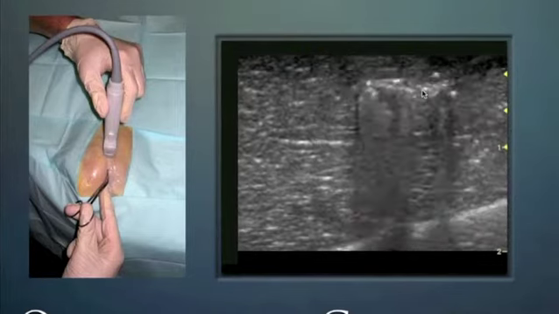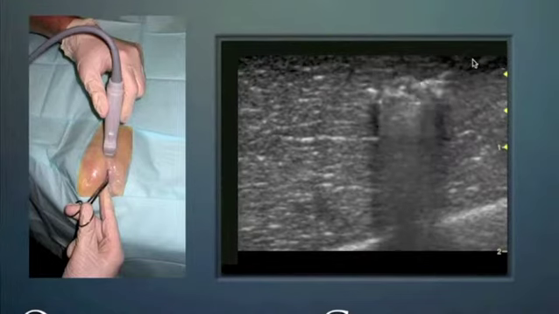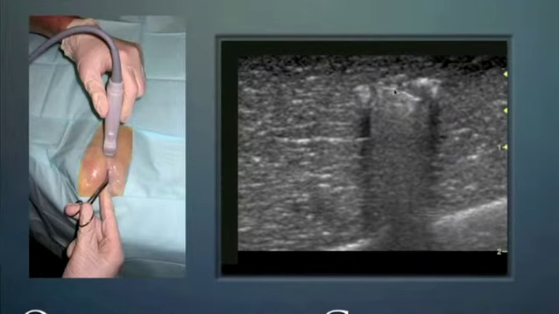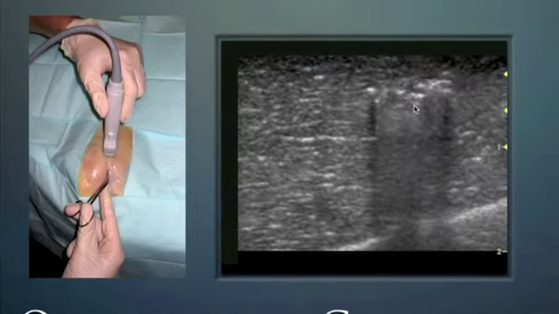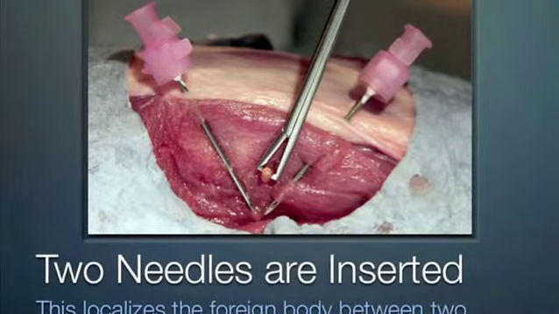And sometimes it's necessary to actually use two needles to localize the foreign body. These two needles, when underneath the long axis of the sound, we can take one needle and then take another one, and in this case we're pulling out a piece of wood, this is a toothpick here, and that can help localize the grasper even better.